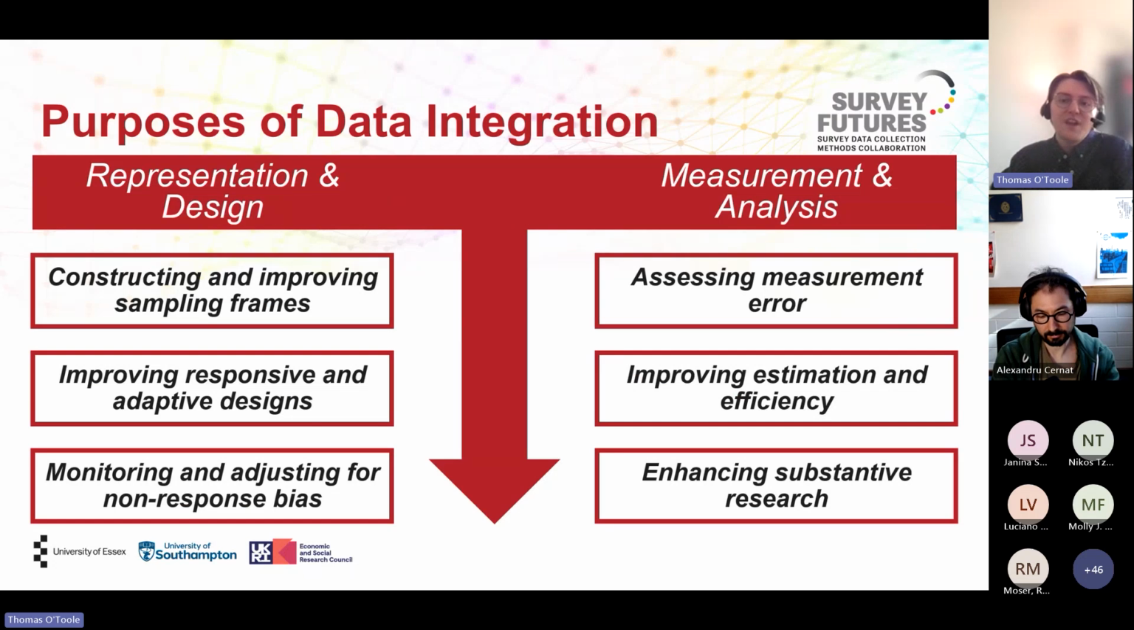So data integration can have use cases across survey design and analysis. Data integration can improve representation through the design and update of sampling frames. It can enable more effective targeting of data collection and can enhance post-survey adjustments. And data integration can also enhance measurement and analysis through enabling measurement error testing across multiple data sources, improving estimation, and also adding a range of variables for substantive analysis. So I'll spend a few minutes now going through some motivating examples from each of these use cases.